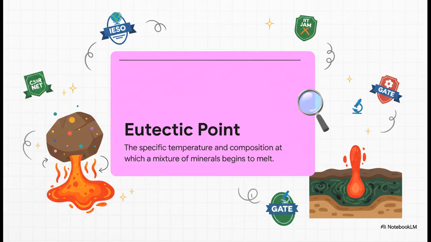Okay, eutectic point. I know, it sounds super complicated, but stick with me. It's actually pretty straightforward. Imagine you're heating up a rock made of different minerals. The whole thing doesn't just turn to goo at once. Nope. There's this one specific sweet spot, a perfect temperature and composition, where it starts to melt. That's the eutectic point, and it's the key reason why we see so much basaltic magma on Earth.